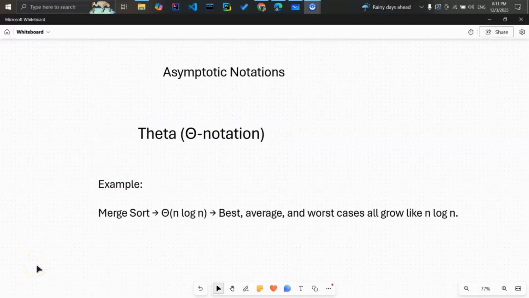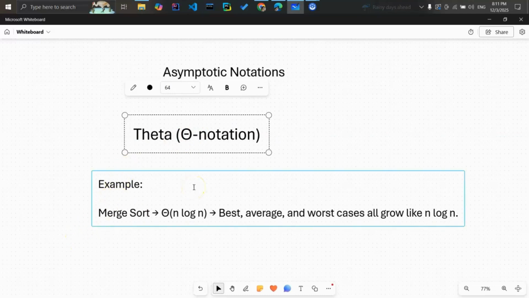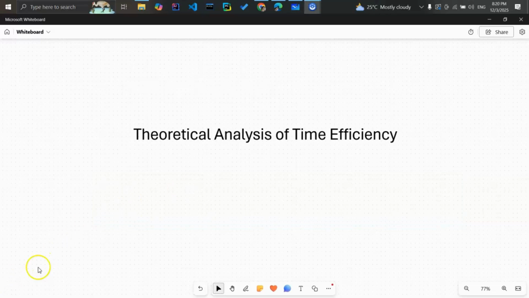The next one is theta notation. We can represent it like this. It gives the tight bound, both lower and upper. It means the algorithm grows exactly like this function for large inputs. It is used when the growth rate is well known and consistent.